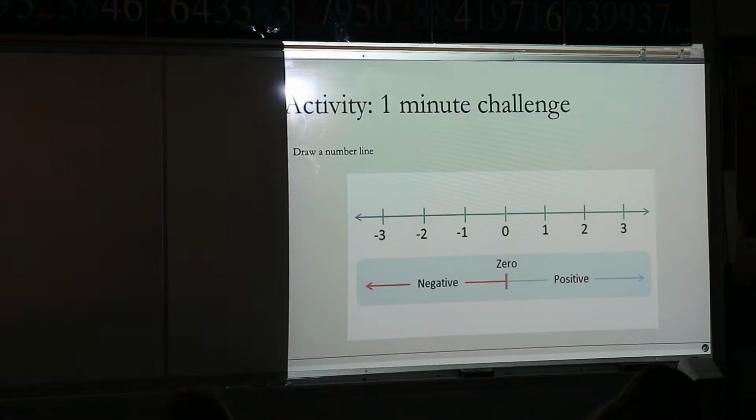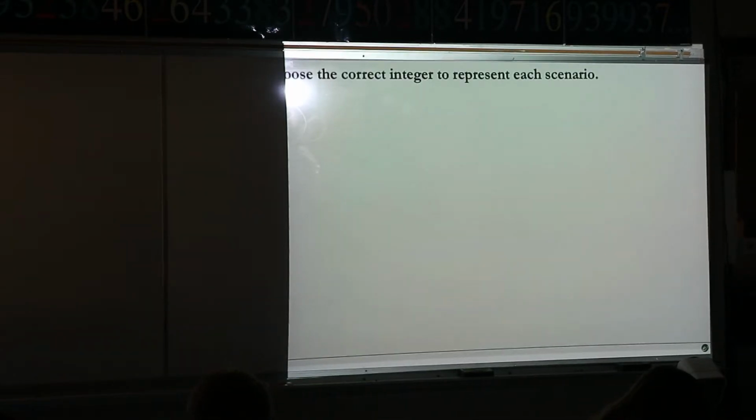Okay, now there's a couple of vocab words I want to talk about, because obviously we've been talking about verbal expressions in here. What are keywords that we would use for integers? So here's a list of things that I'd like you to have.